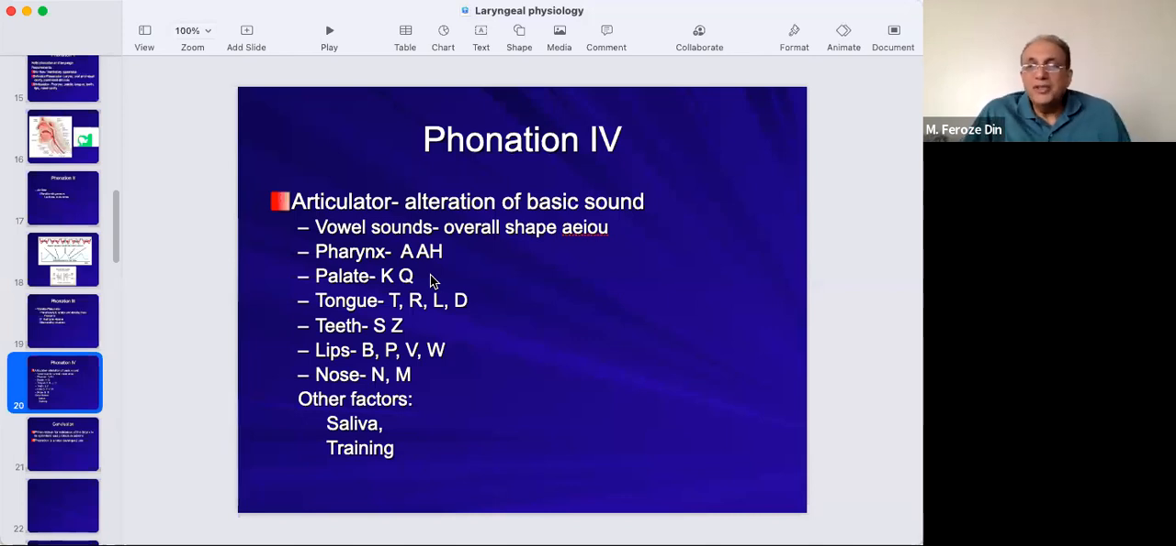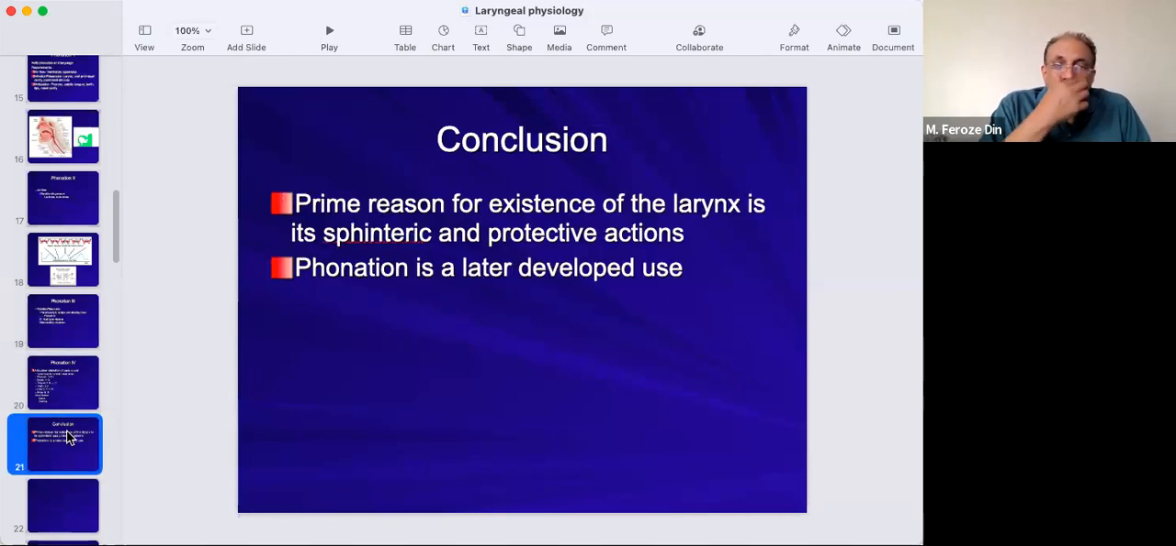So remember, phonation is a byproduct of the basic function of the larynx. It is not the main function. Of course, in us, it is vital to be able to use our language appropriately. Finally, remember the prime reason for existence for the larynx is sphincteric and protective actions. Phonation is a later developed use.